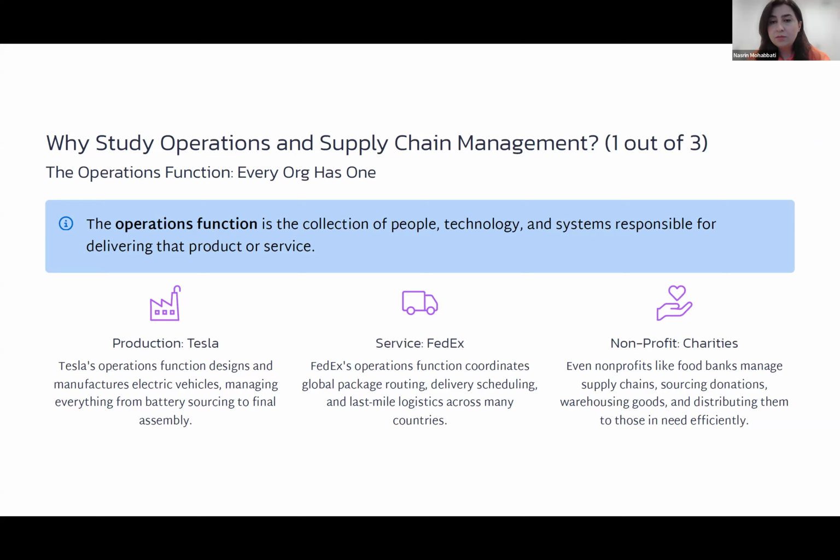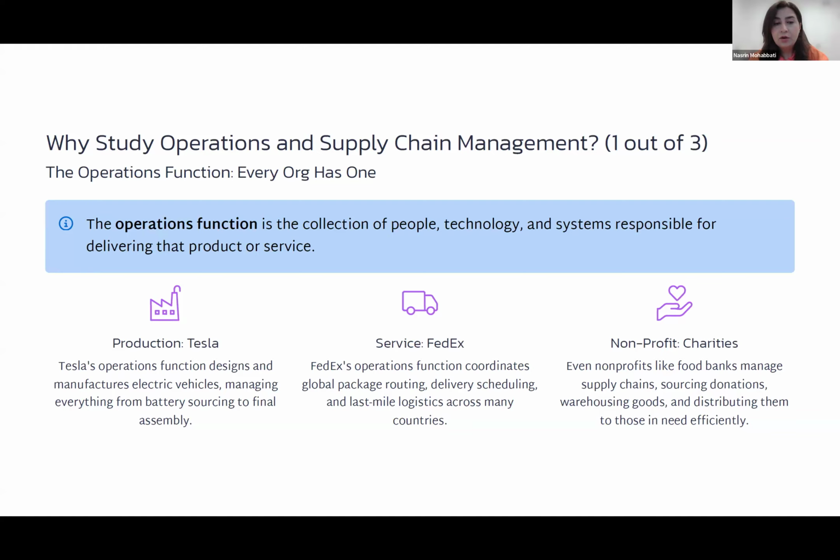We are building systems using technology and people to deliver the final product to the customers and make them happy so that they pay us and we have a business. So operations are everywhere in every single business. Supply chains are everywhere. Every single product and service has a supply chain. For example, Tesla.